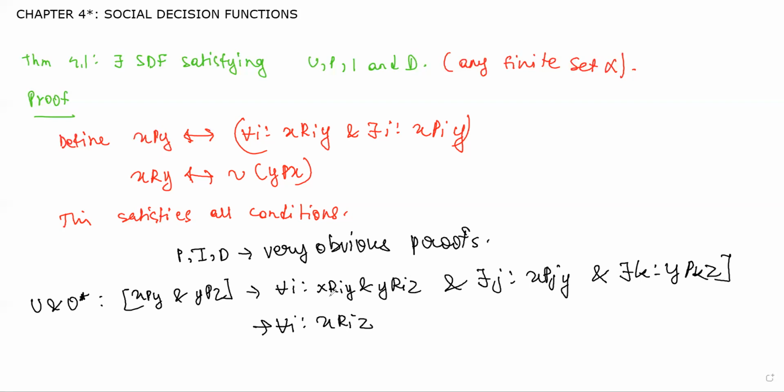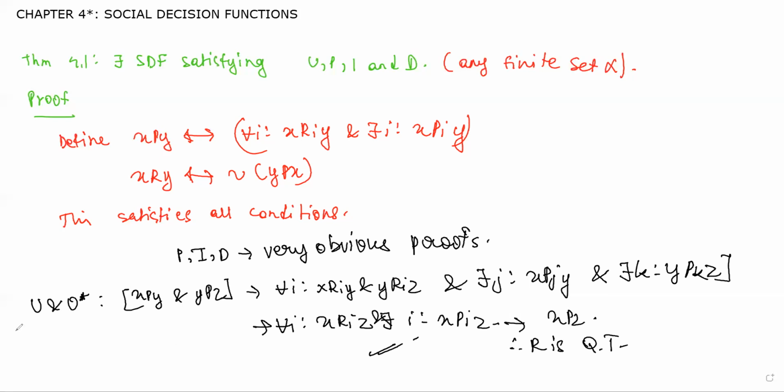Right? But for all i, x R_i y is true. So that includes k. So x R_k y and y P_k z implies x P_k z, because the individual orderings are orbitals. Right? And there exists i such that x P_i z. So we are done. So x P z. Therefore, R is quasi-transitive.